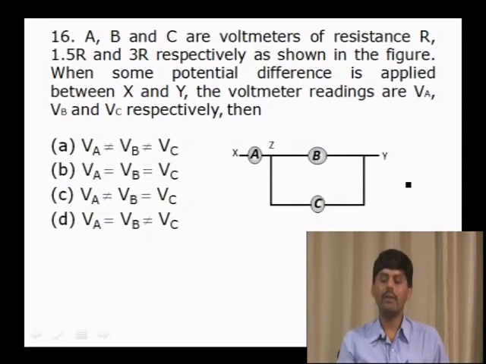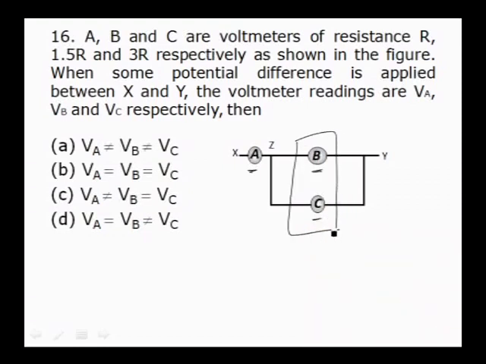Okay. Here they were given the 3 voltmeters. This is the first one, this is the second one and this is the third one. These two are connected in parallel. These two are connected in parallel. See, this value according to the problem is 1.5 and this value is equal to 3R. They are connected in parallel.